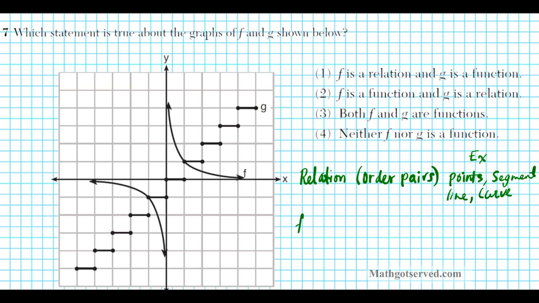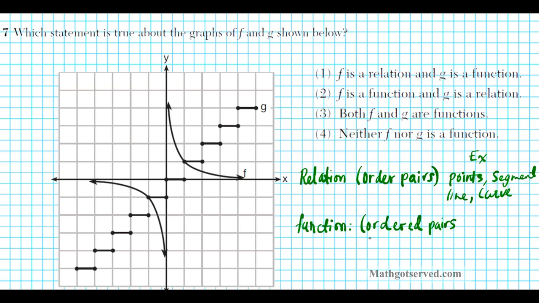How about a function? What is a function? A function is a set of ordered pairs, but there is also another condition that's connected to it. Graphically, the ordered pairs must create a situation that passes the vertical line test.